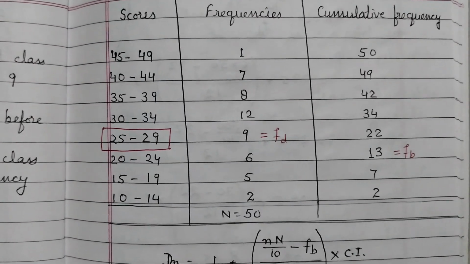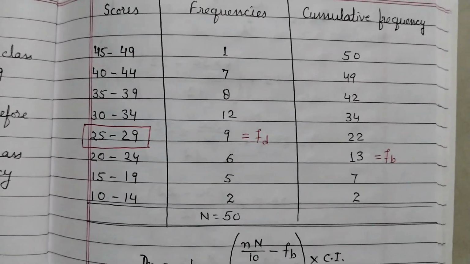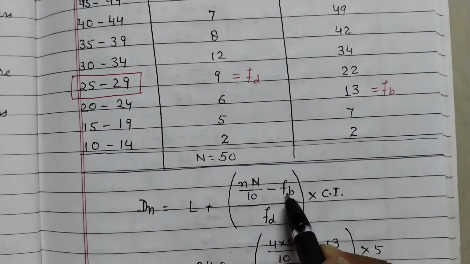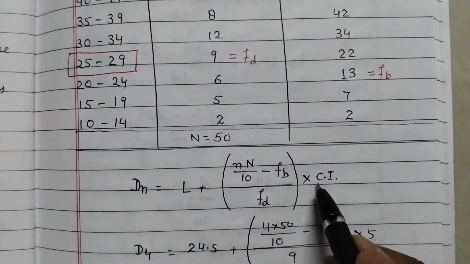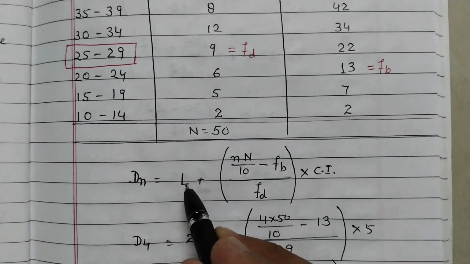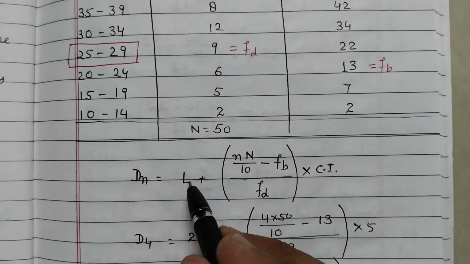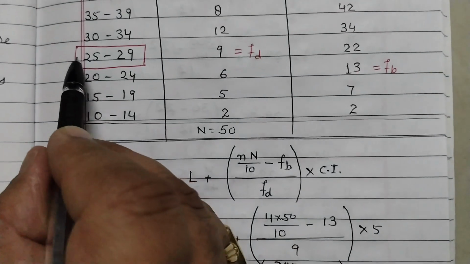the value for D6 and D4. Now Dn is equal to L plus nN divided by 10 minus FB by FD multiplied by Ci. Now how is the lower limit calculated? L, the exact lower limit for D4.